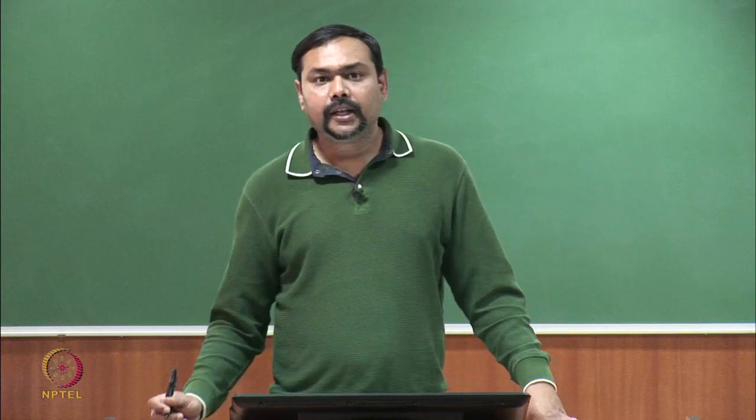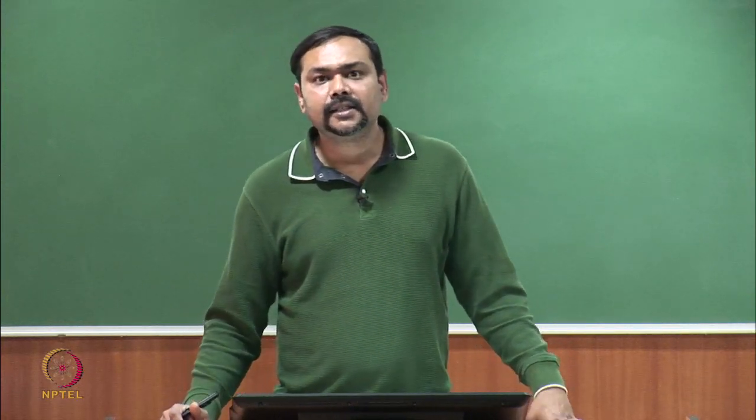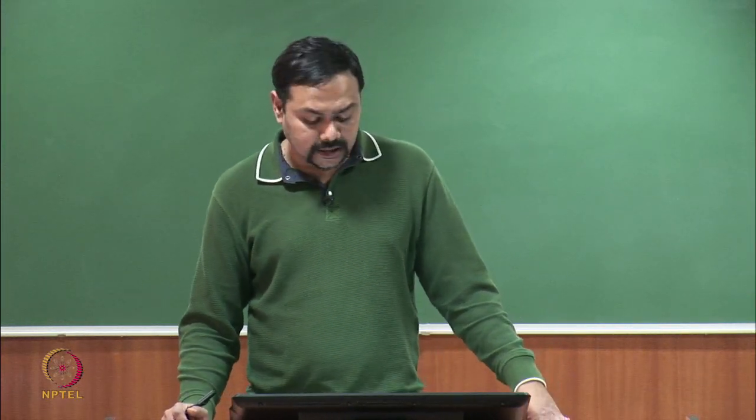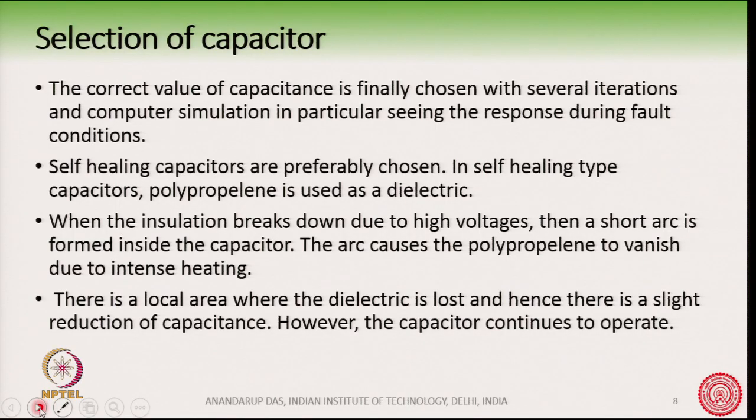Now, the correct value of capacitance is chosen with several iterations and in particular by seeing the response during fault condition, how the capacitors discharge their energy. Now, generally the self healing type of capacitors are chosen. So, what is the property of the self healing capacitors? In self healing capacitors, polypropylene is used as a dielectric.